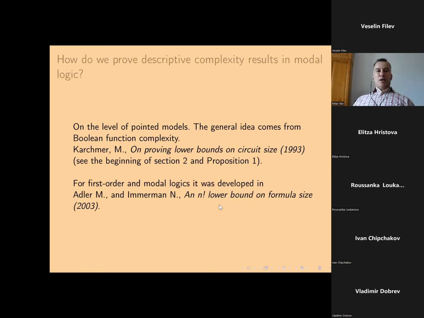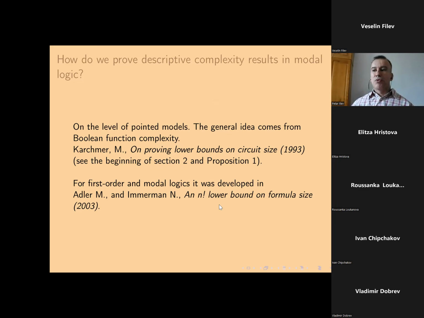So now, when we keep these definitions in mind, how do we actually prove descriptive complexity results in modal logic? As you guessed, we can ask descriptive complexity questions about modal logic on two levels, on the level of pointed models and on the level of frames. Let's start with the level of pointed models. With the benefit of hindsight, we can say that the general idea behind the proofs in this area comes from Boolean function complexity.